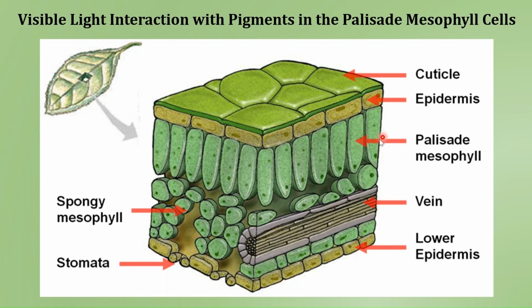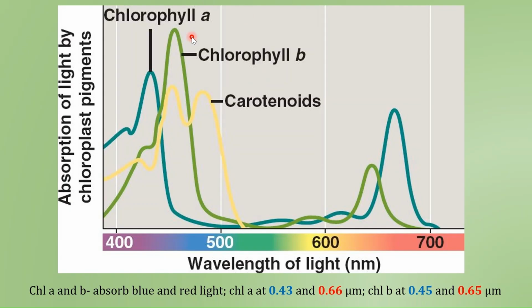Now we are going to focus on the palisade parenchyma, where we have the chloroplast, and this is the major part of the leaf where photosynthesis occurs. And here we have all the pigments present within the palisade mesophyll cells. So in vegetation, the dominating pigment is chlorophyll, and this chlorophyll is present in two forms, chlorophyll A and chlorophyll B. Here in this diagram, we have the absorption spectra of the chlorophyll and the carotenoid.